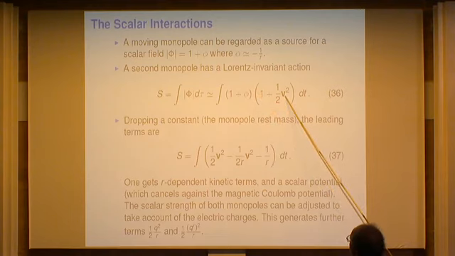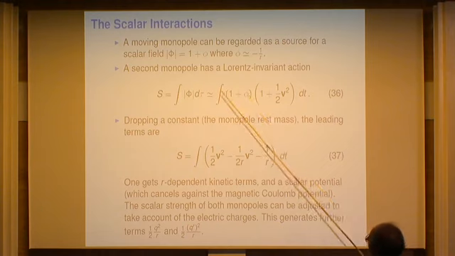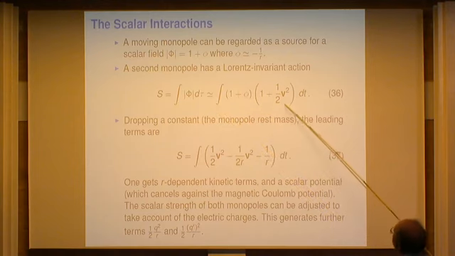Phi times v squared is an important term. So I expand this out. I drop the 1 term. That's just a constant, the monopole rest mass. But all the other 3 terms, when you multiply this out, matter.